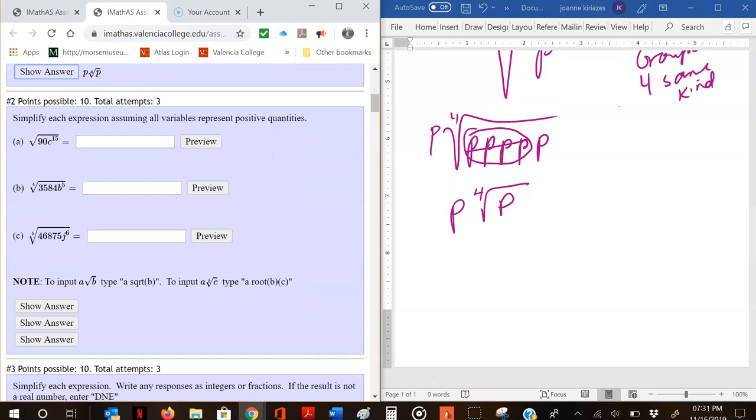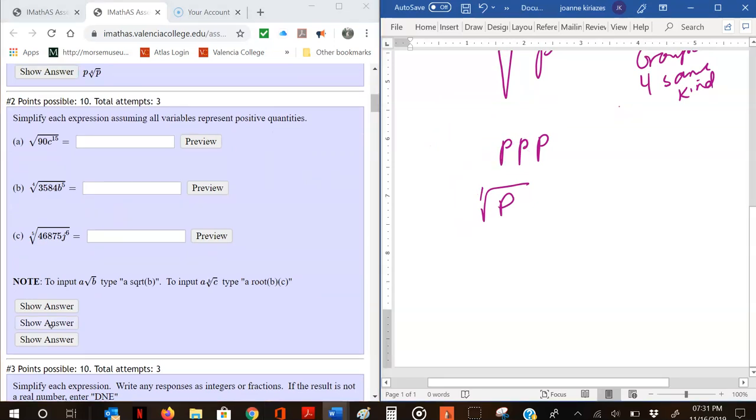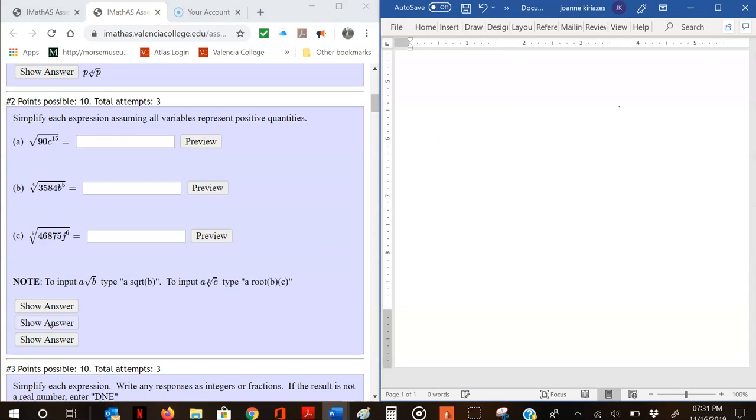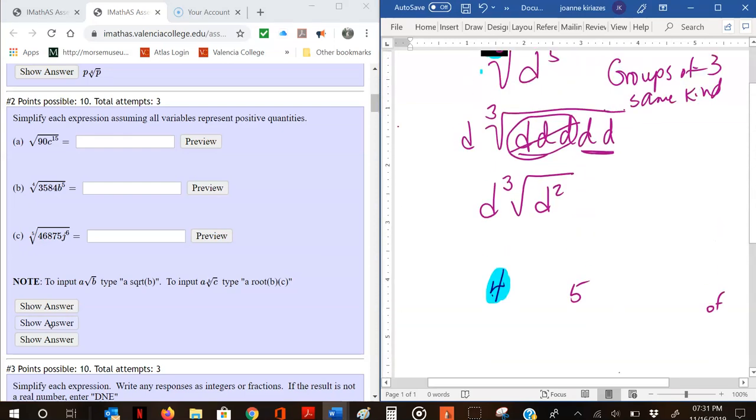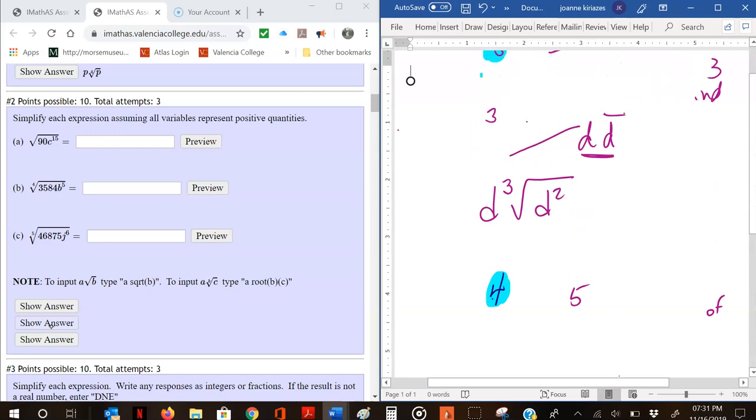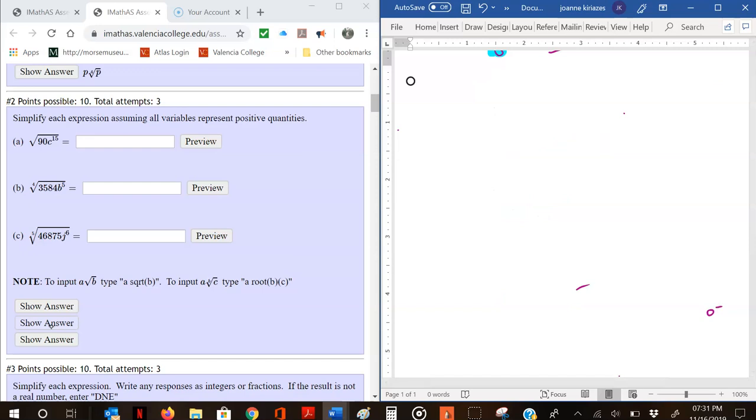Okay, our next problem asks us to simplify some more. Now these have numbers with them, so they're not just plain old variables like the ones we had before. So let's clean this up. I have the square root of 90c to the 15th. I'm going to do the same thing. I'm going to expand it out.